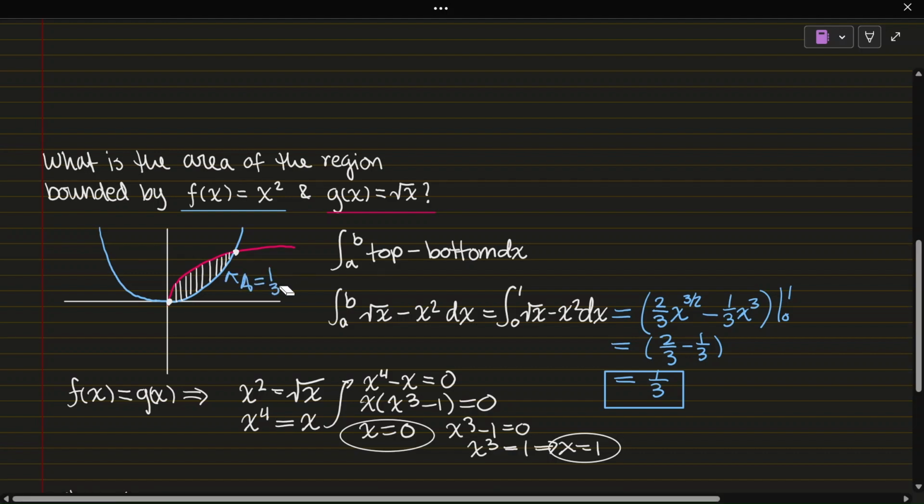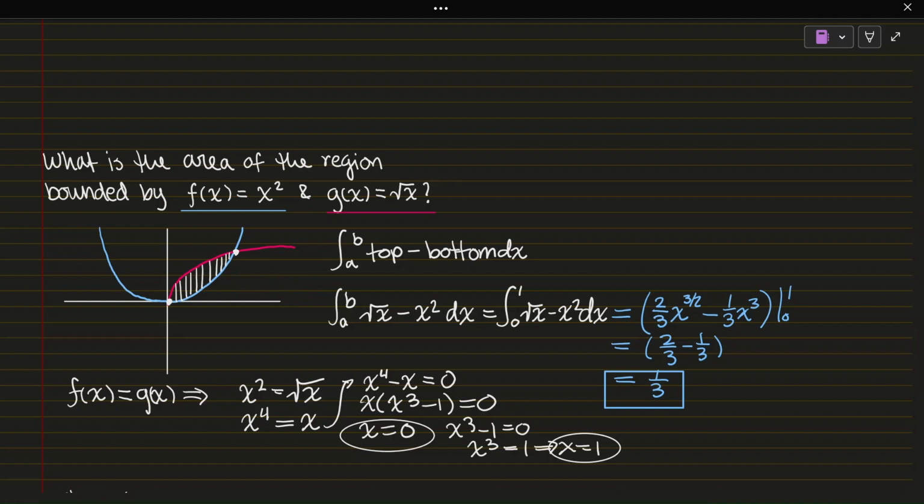Okay, having done that in x, I want to see what it means to do this with respect to y. What if I get a dy? So let's think about this now.